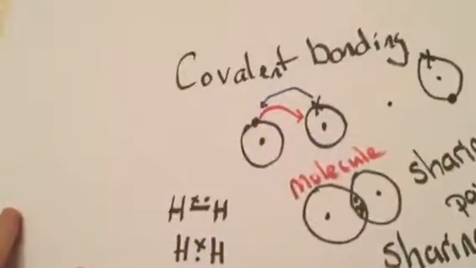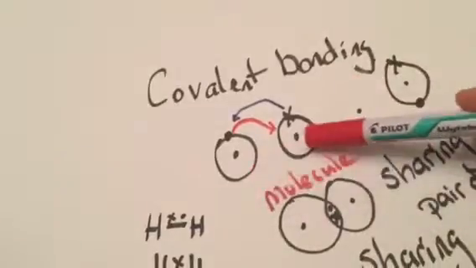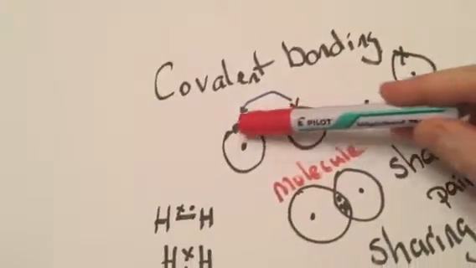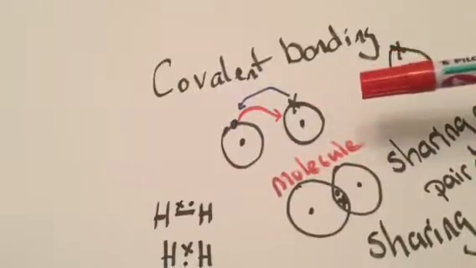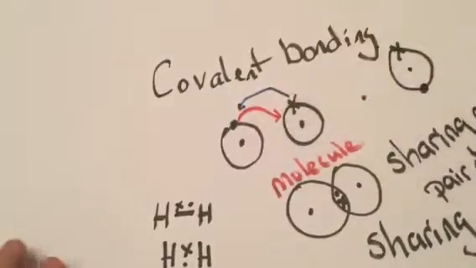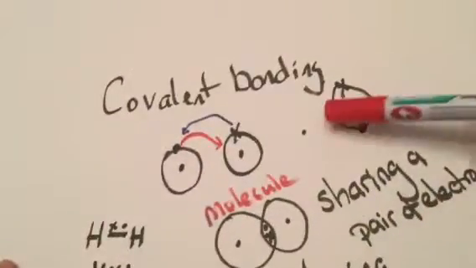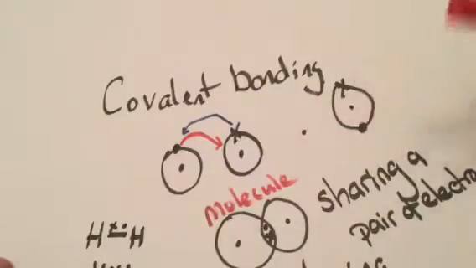So let's just run through that again. We're looking at covalent bonding, and we had two atoms of hydrogen, and each atom has one electron in its first energy level. For them to become stable, they could transfer an electron, but if that happens, only one of them becomes stable, the second one doesn't. So that method doesn't work.